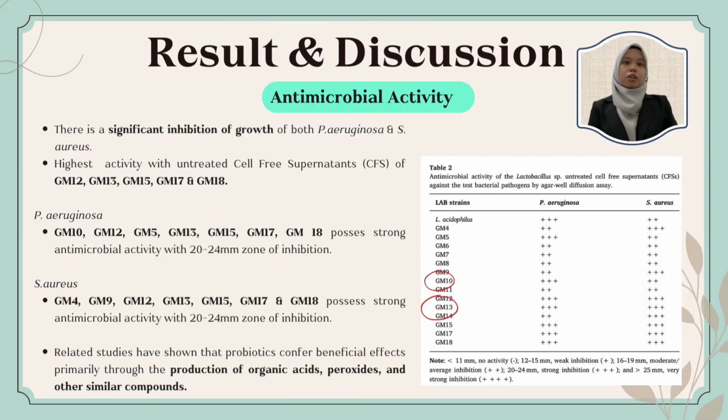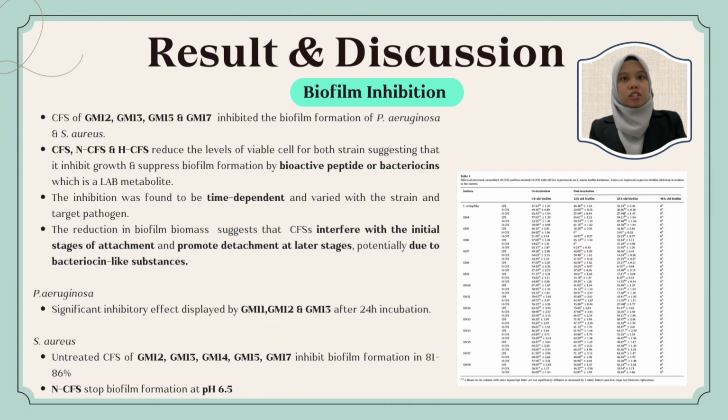Thank you, Izzah. Moving on to the results and discussion. Several LAB strains have been shown to possess antimicrobial activity towards P. aeruginosa and S. aureus, with the highest inhibition of growth demonstrated by the LAB strains GM12, 13, 15, 17, and 18 with 20 to 24 mm zones of inhibition. The effects of LAB strains GM12, 13, 15, 17 as well as N and HCFS have been shown to significantly inhibit biofilm formation of the two tested species.